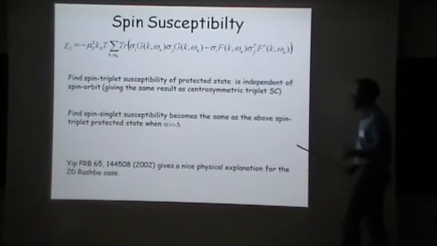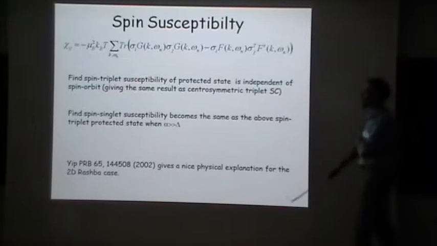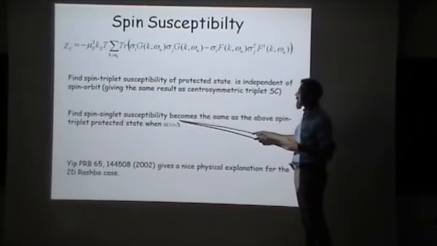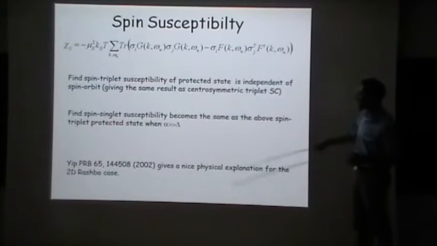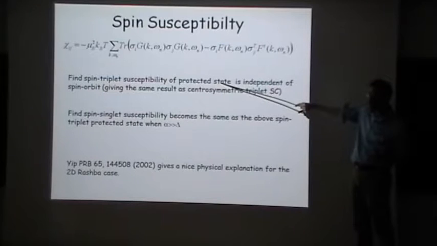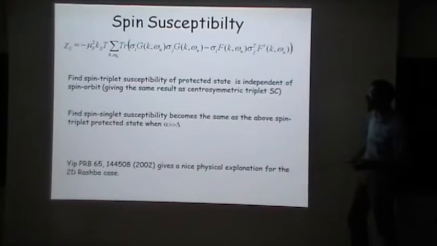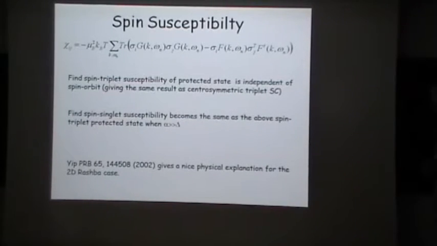It's a matter of a lot of algebra to go through this, but it really is just algebra. And so here are the two main results that come out of this analysis. For spin triplet superconductivity in the protected state, so the d vector parallel to the G vector, you find that this is independent of the spin-orbit interaction. That's not a particular surprise if you think about it a little bit.